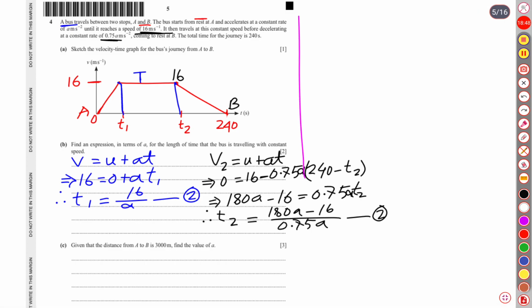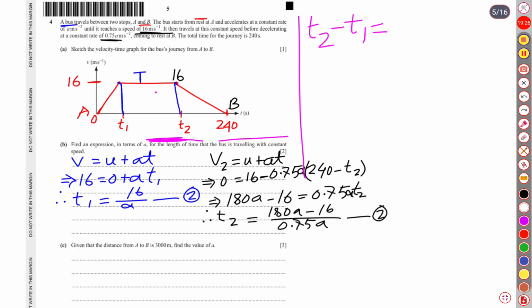So they have told us to find, once again let us see the question. The question says find an expression in terms of a for the length of time that the bus is traveling with constant speed. So actually this is the length of time, from t1 until t2, and we may term it as t, uppercase T. Well, so t2 from equation 2 and 1, if we write t2 minus t1 is equal to, what is there in the right side?